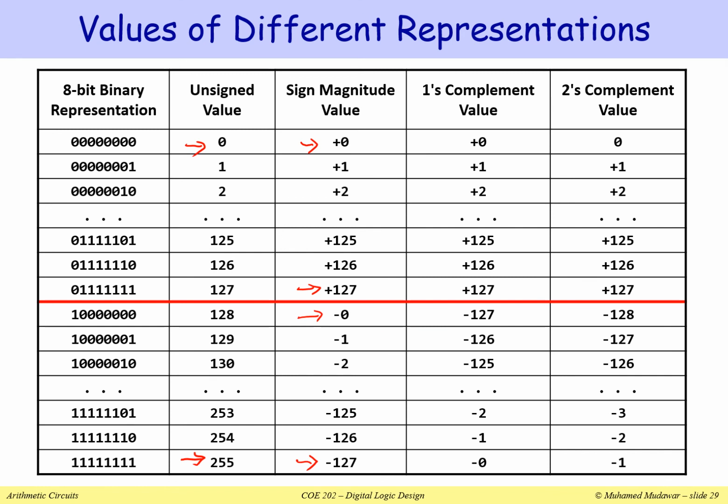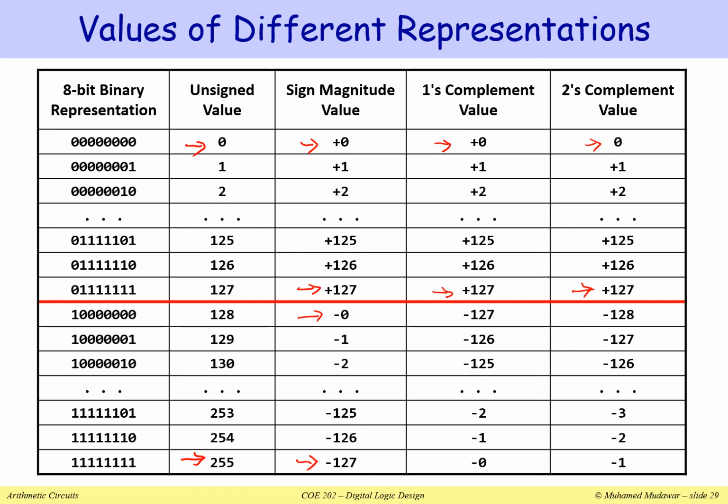If it is in 1's complement representation, so if these binary numbers are in 1's complement, notice that the first 128 values are identical. Again, plus 0 to plus 127, there is no difference between unsigned, sign magnitude, 1's complement, and 2's complement if the numbers are positive or 0. The difference is in the negative values.